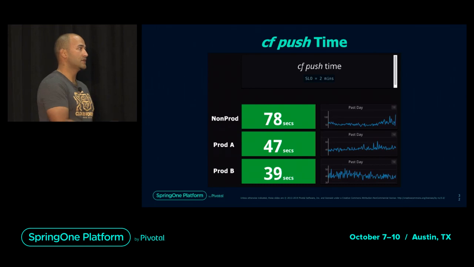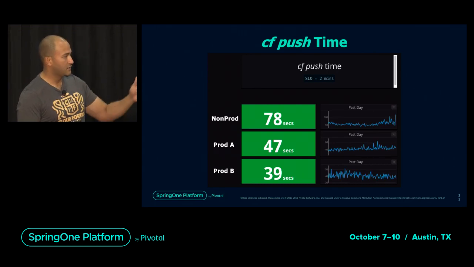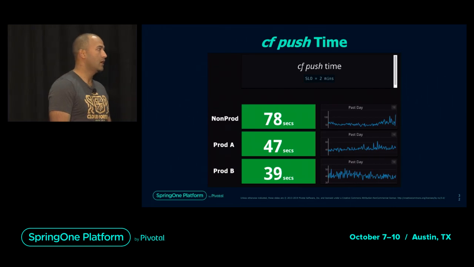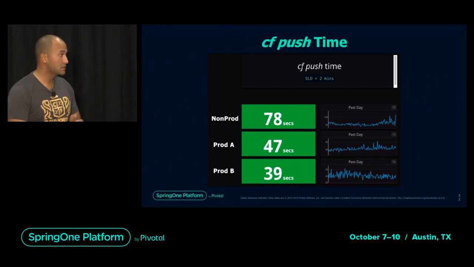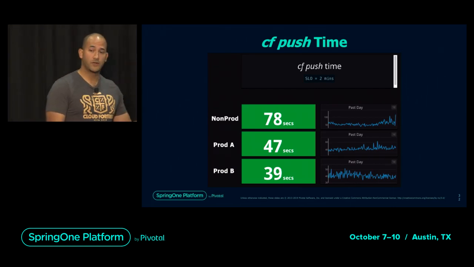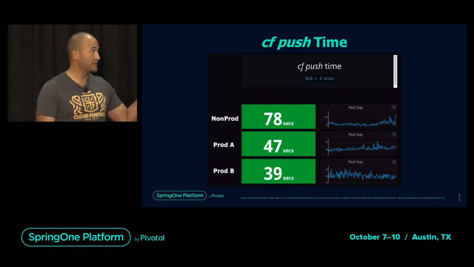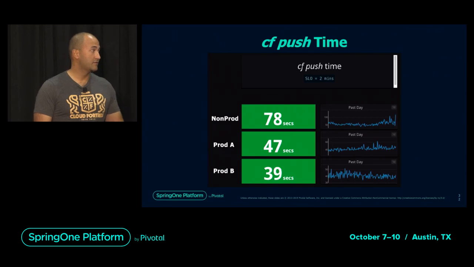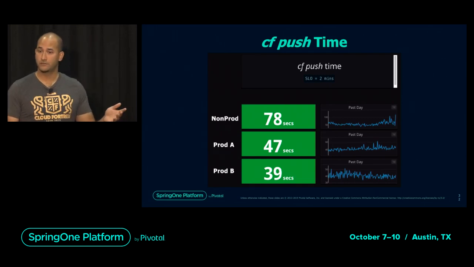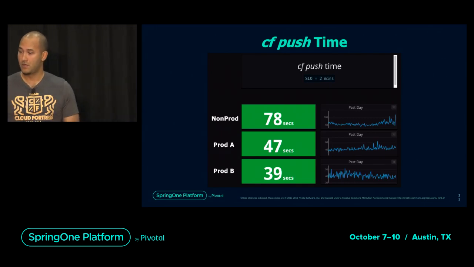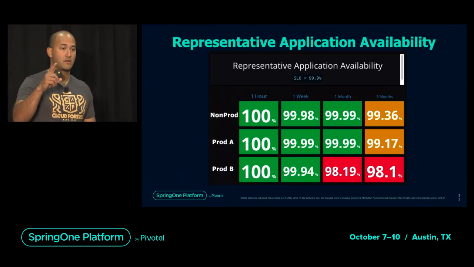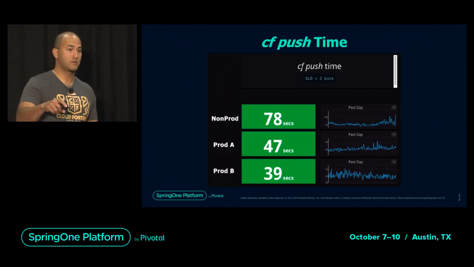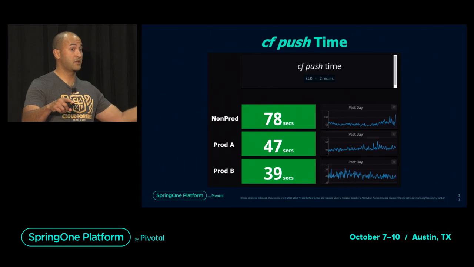Next is the CF push time. It's measured here in seconds, easier to show, but our SLO is 2 minutes or less, again for the 3 platforms. So we actually have the current value as well as a time series graph to show how we're trending for that sample app that I said.